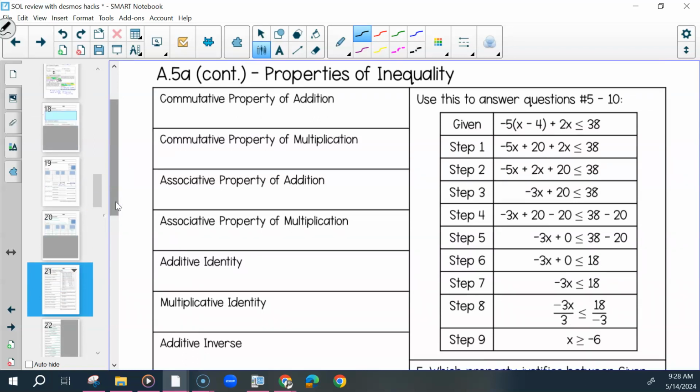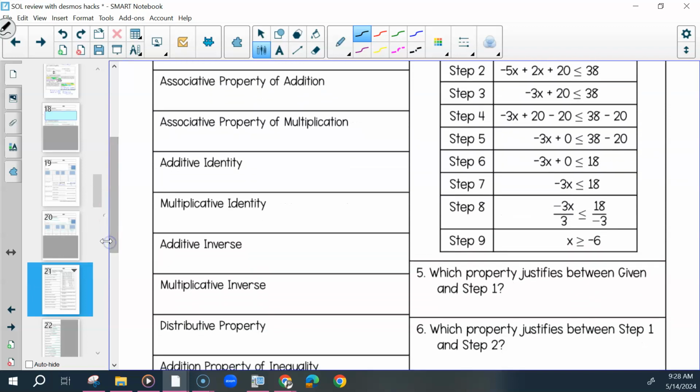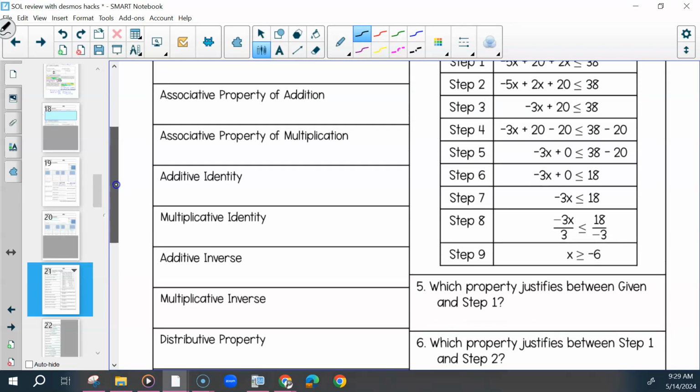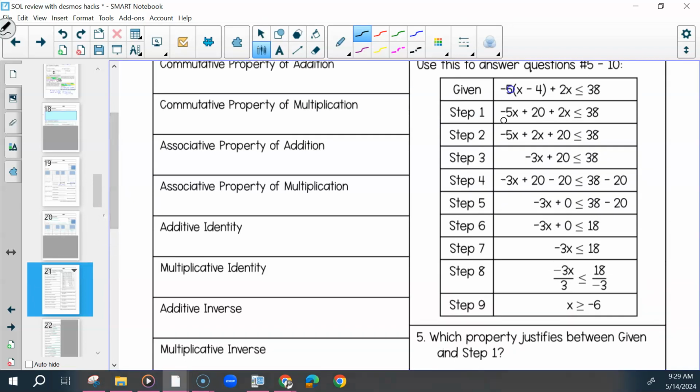Note that the properties of equality and inequality are basically the same except for the very last one, the transitive property. So you're given some problem, and you're just asked to find what happened between whatever steps. So it says between the given and step 1. Between this and this, we distributed. That would be your distributive property.